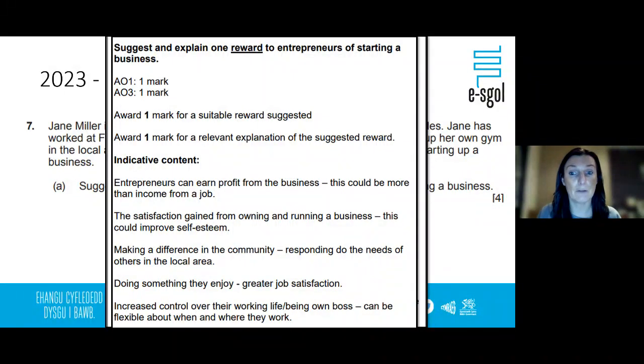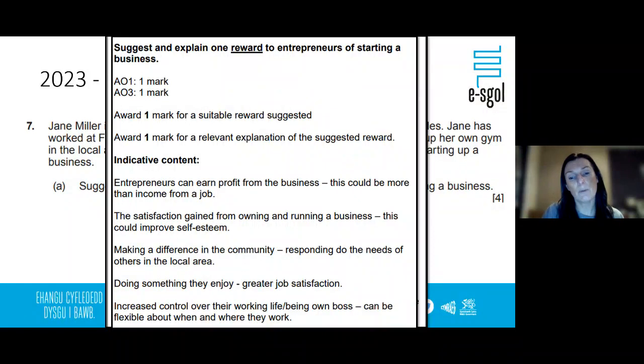Entrepreneurs can earn profit from the business. This could be more than income from a job. The satisfaction gained from owning and running a business could improve self-esteem, making a difference in the community, responding to the needs of others in the local area, doing something they enjoy, which means they get greater job satisfaction.